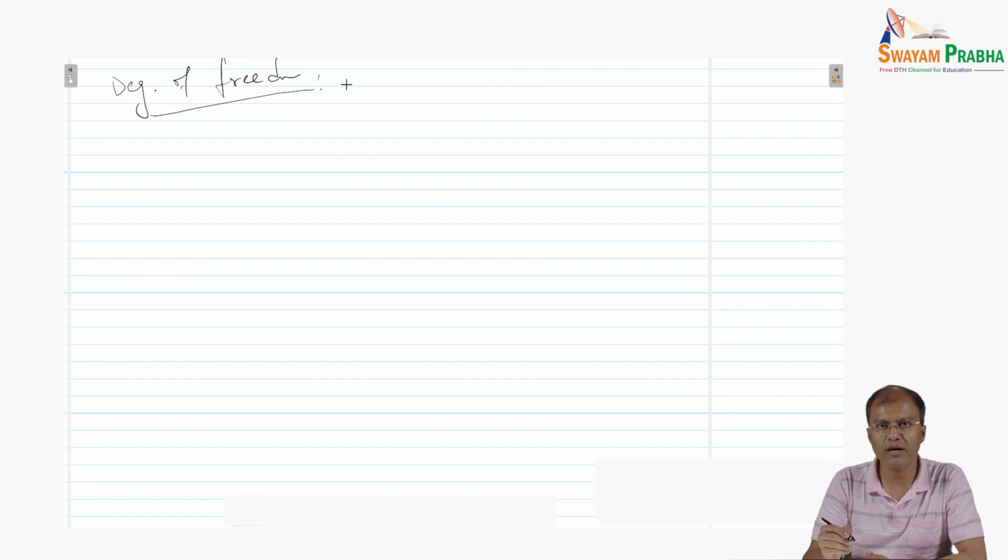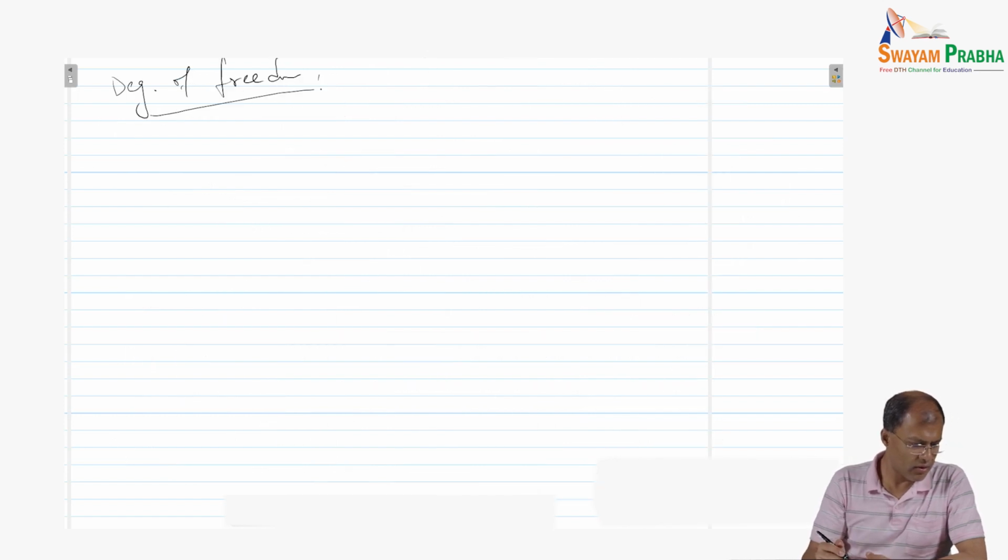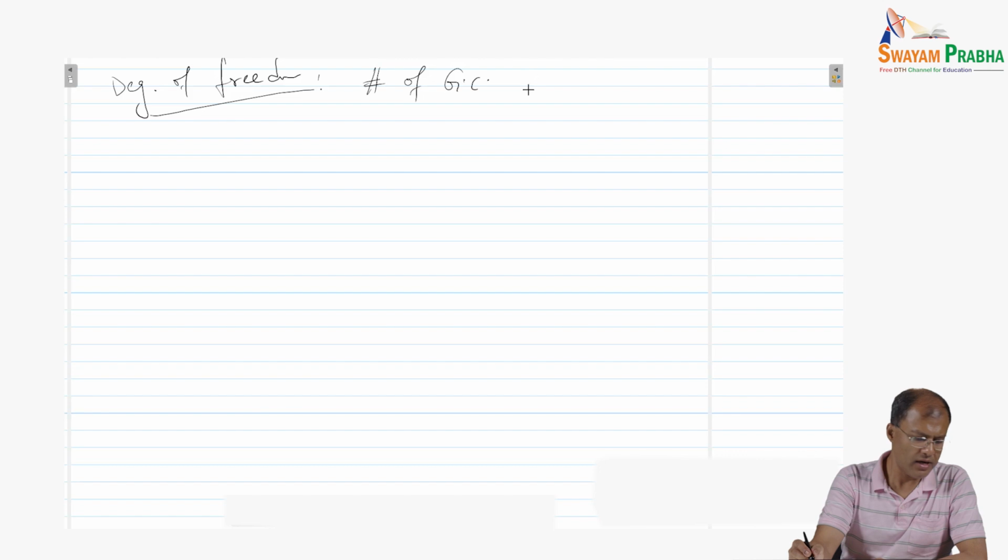Before that, I should have also introduced the concept of generalized coordinates. These coordinates that I am defining, which are these new variables in which the system is completely defined, are the generalized coordinates. Okay. So degrees of freedom is the number of generalized coordinates needed to specify the system.